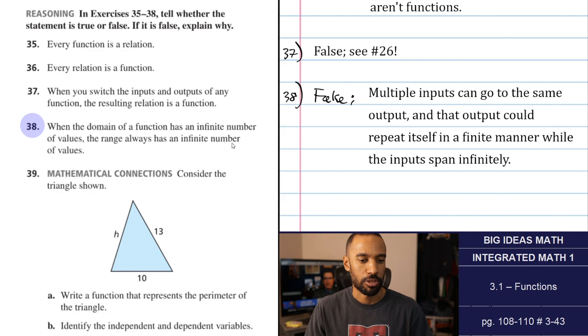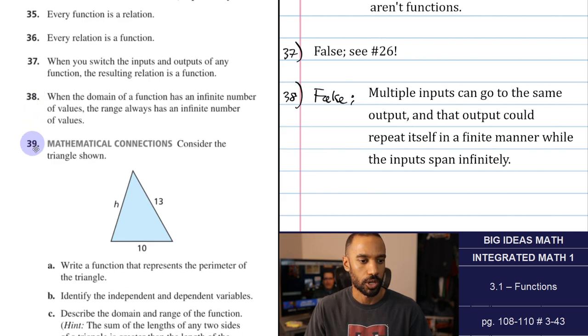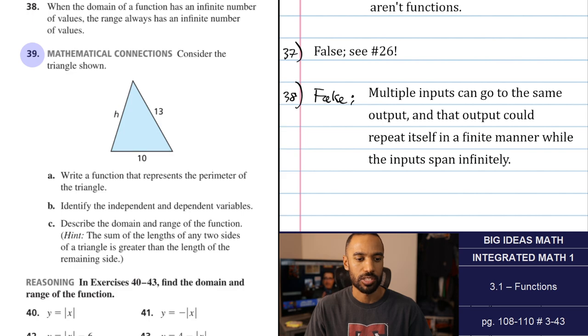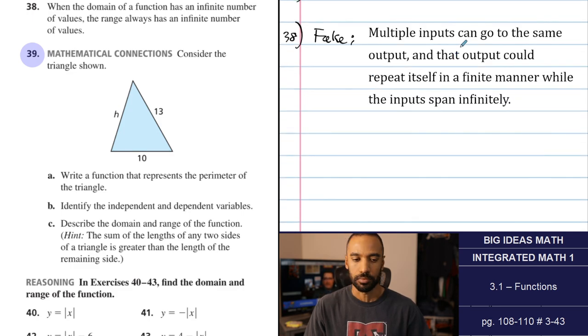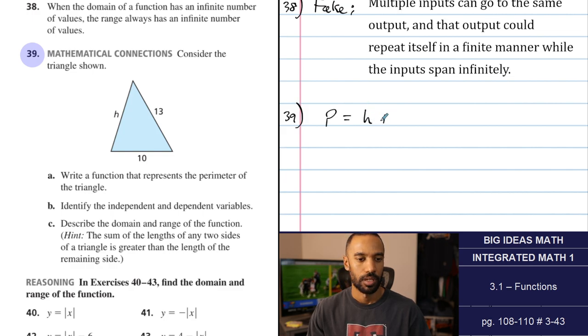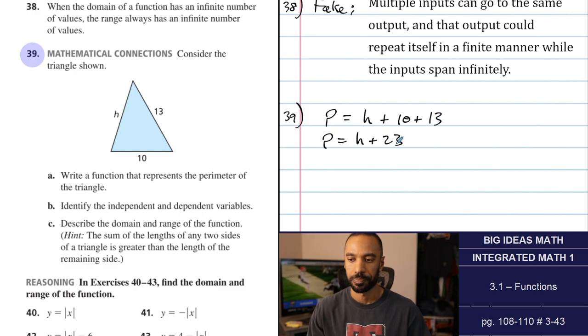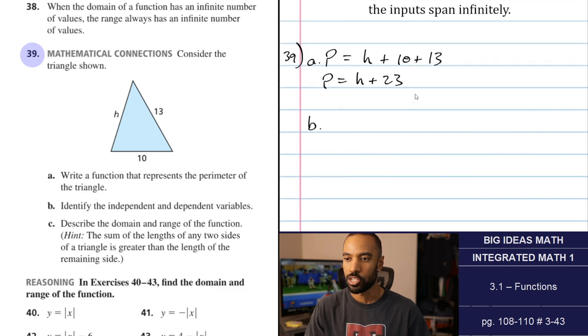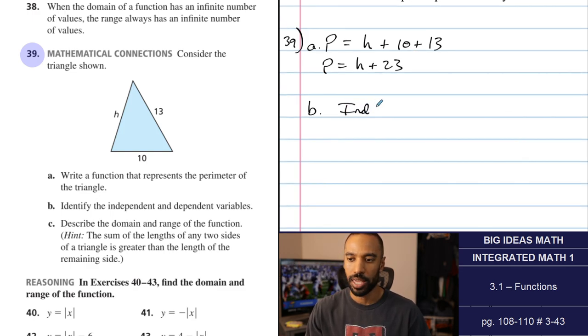Okay, number 39 on mathematical connection says, consider the triangle shown. It says, write a function that represents the perimeter of the triangle. The perimeter is a function that depends on h. So the perimeter equals h plus 10 plus 13. If I simplify that, that's h plus 23. Part B says, identify the independent and dependent variables. Well, as I said, perimeter depends on the h value. So the independent variable is literally h. The dependent variable is p, your perimeter.